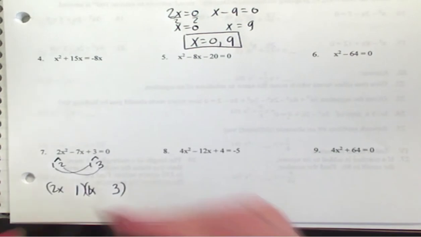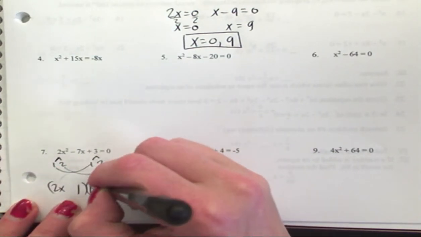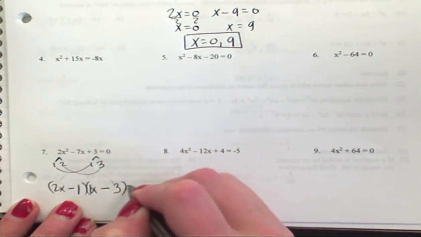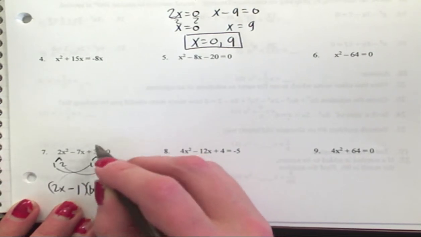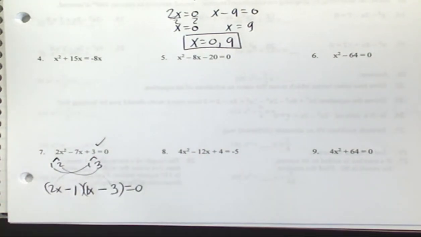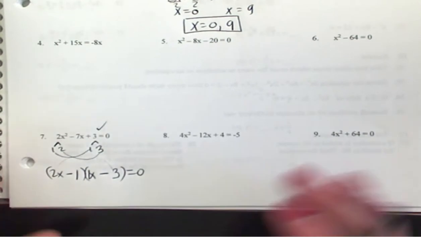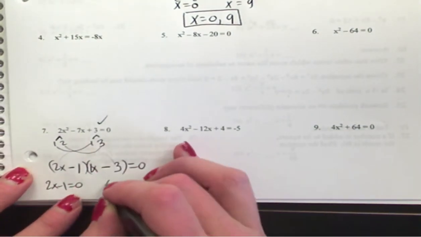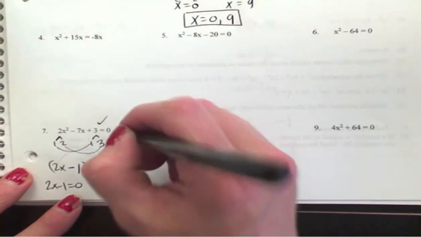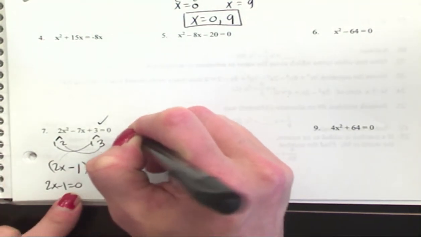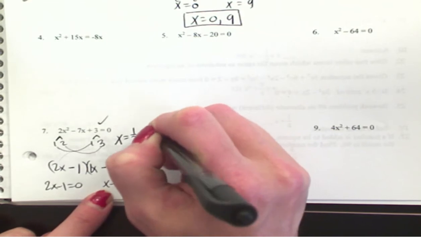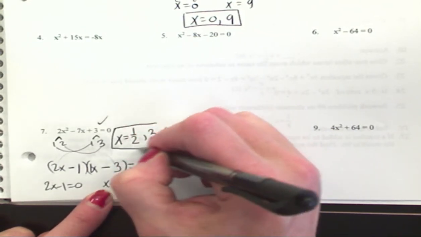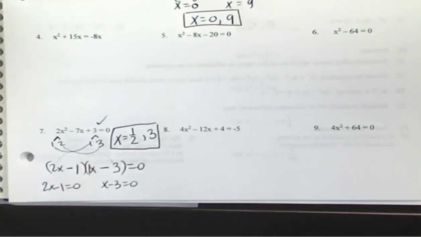All right, check our signs. Minus 6x and minus 1x. Okay, so my factors work. And then I set each factor to 0, and I end up with x equals 1/2 and x equals positive 3. Okay, anything else from page 1?